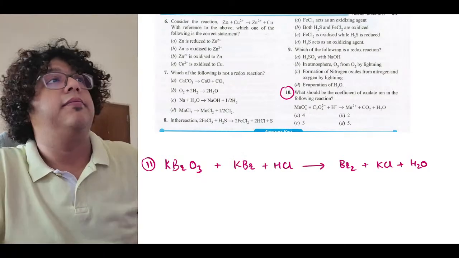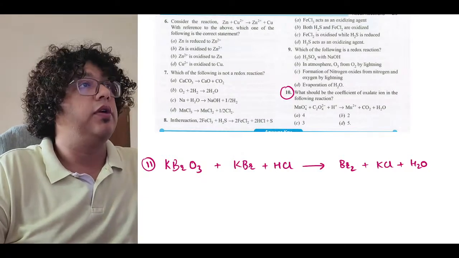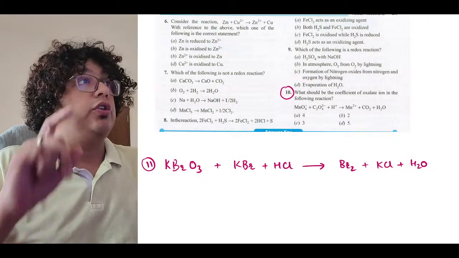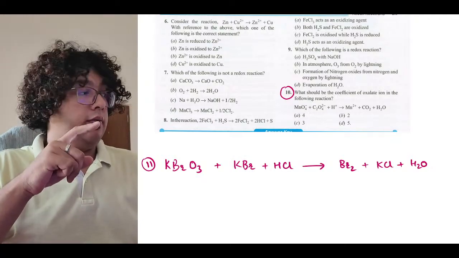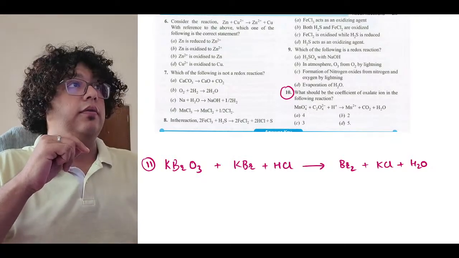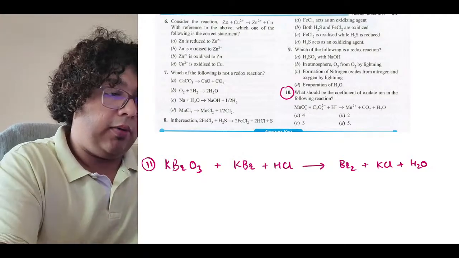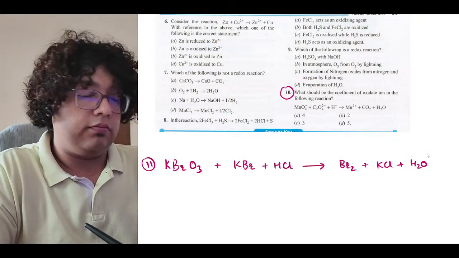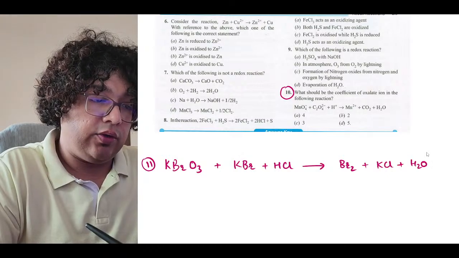Omkar needs help with the oxidation half of the question. Okay, no issue, Omkar. So we are talking about question number 10, right? Yeah, perfect. So about question number 10 first, MnO4 minus is going to Mn plus 2.